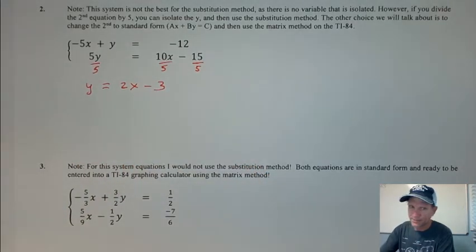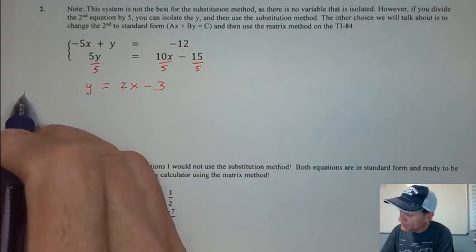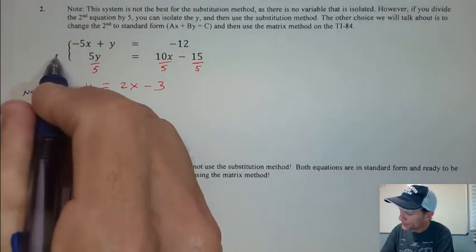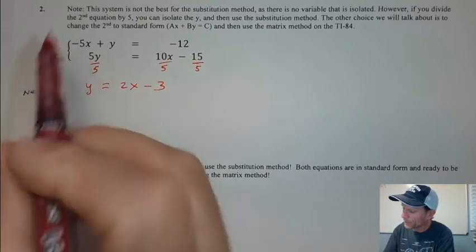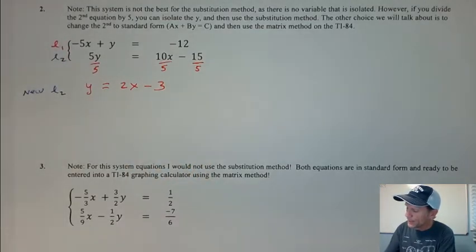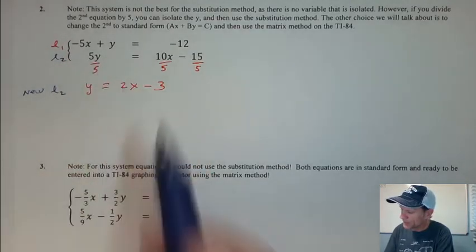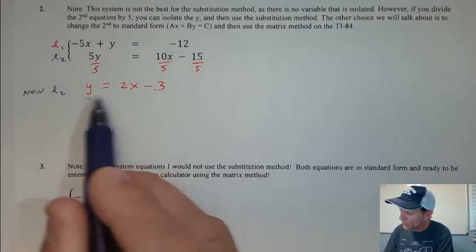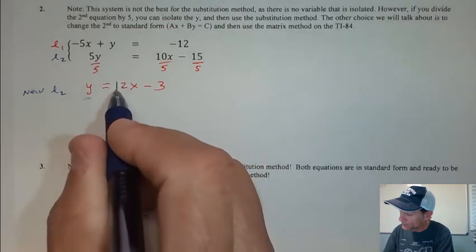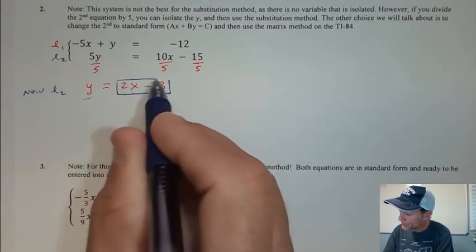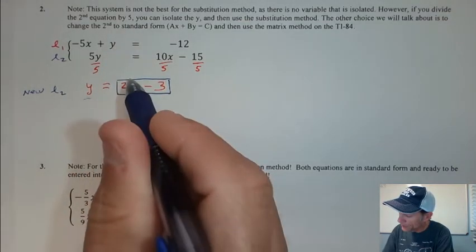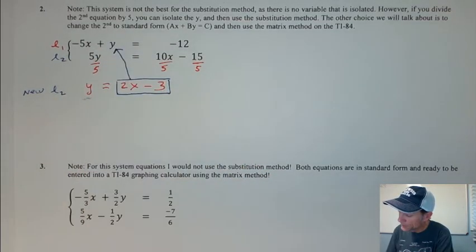So I think of that as my new line 2, and I think of the other one as line 1. If I graphed it, it'd be the same as the original one. It's just in a different form. So now that I know that y is equal to this, I'll take this value, this 2x minus 3, and substitute it, and I'll draw a little arrow here. I'm going to substitute it into the original line 1.